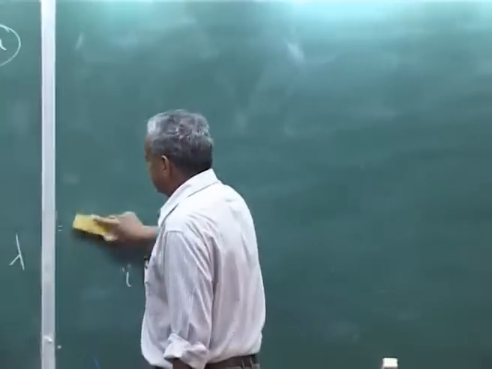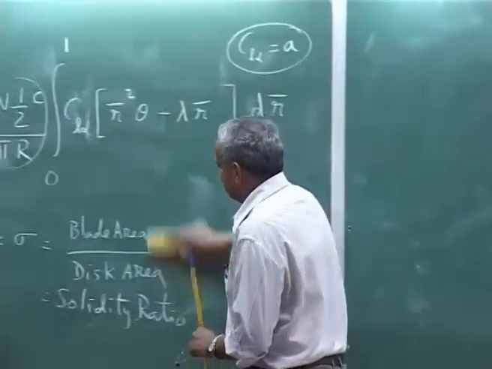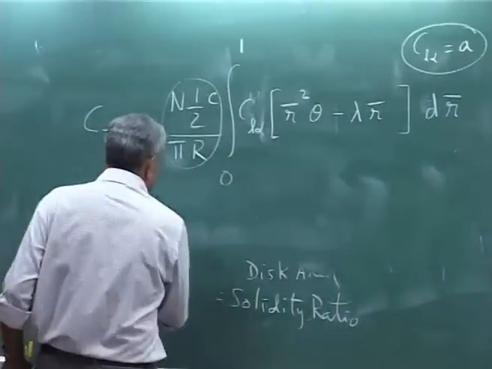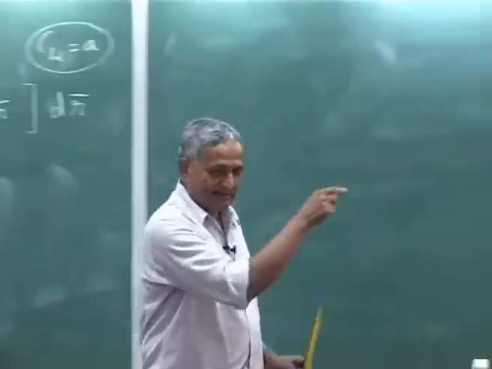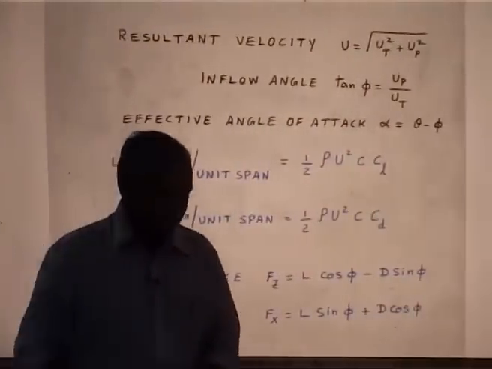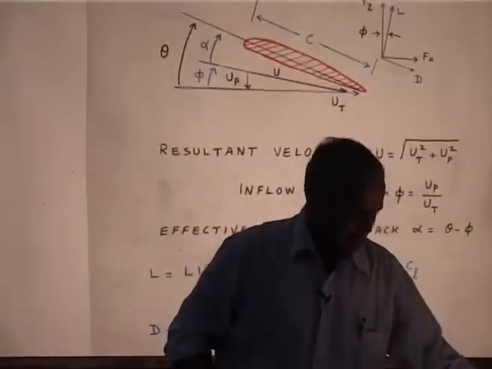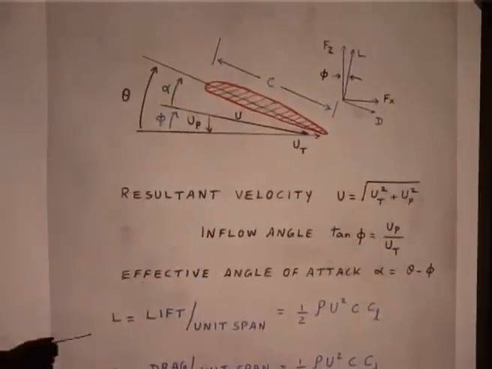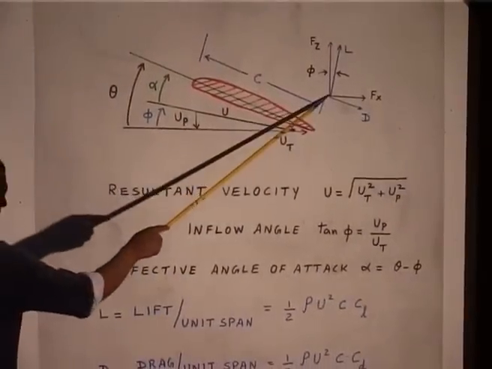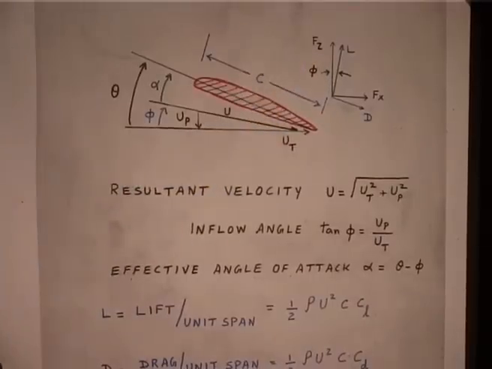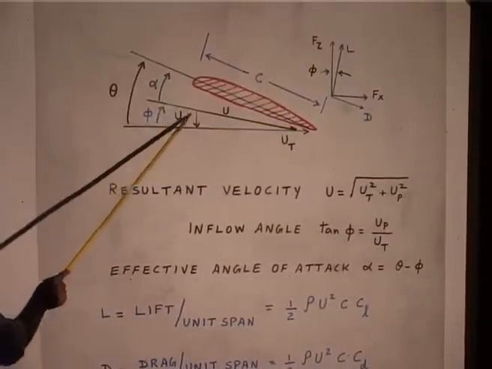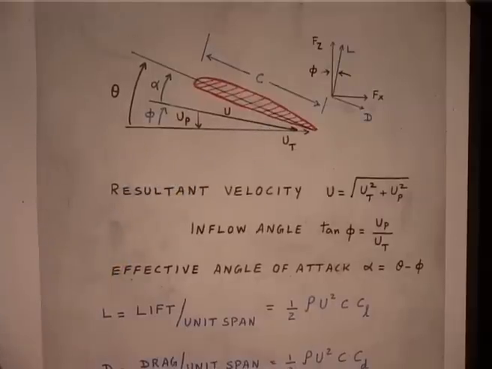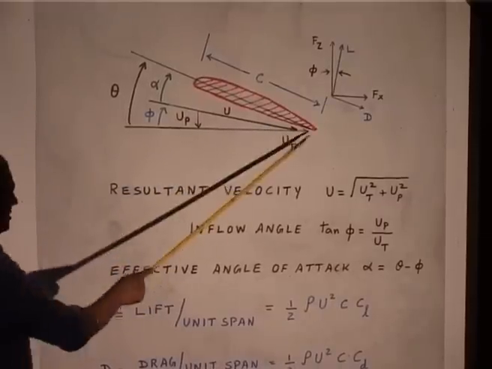Now, this is the lift, it acts, please understand. Now, I go back here a little; we made some approximation. What is my lift? Lift is normal to the resultant flow, right, and drag is along the resultant flow.